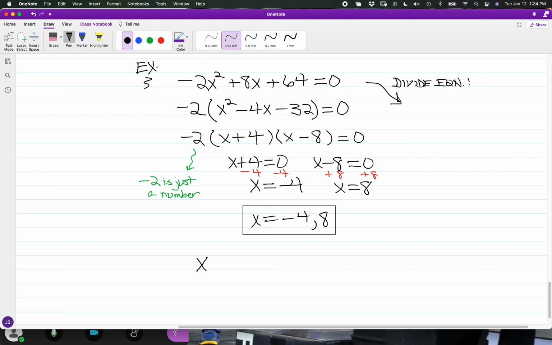Let me put it this way. Another setup I could have done is that if I divided the equation by negative 2, as opposed to factoring out, I would get this equation and I would still have the same results. Either way, it would still get you to the same destination. Okay, thank you so much. You're welcome.